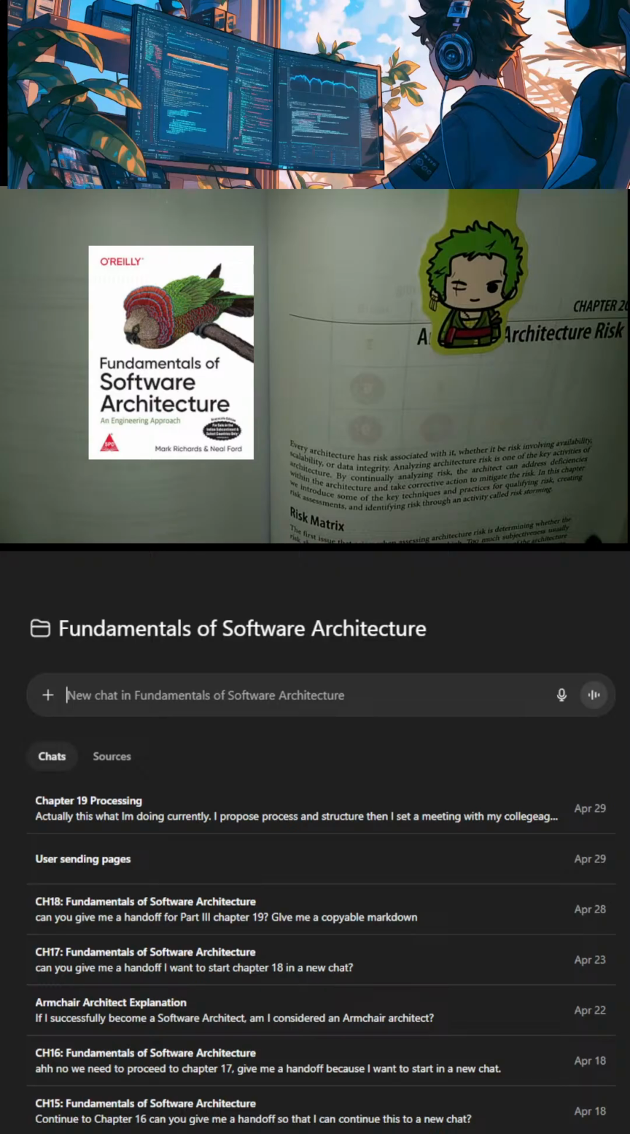So, it was a good reading. Chapter 20 pala to. Chapter 19. CH19.